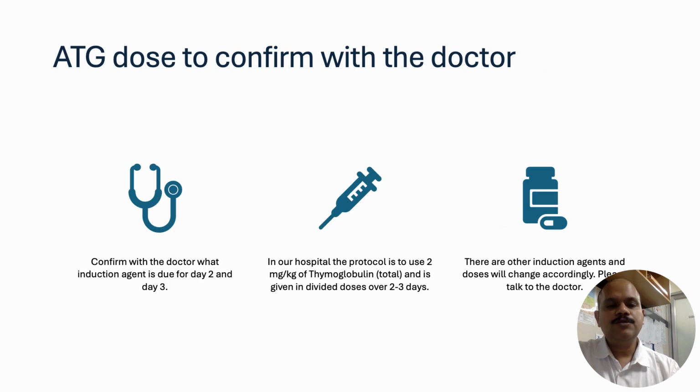The ATG dose usually is given on the second day. So confirm with the doctor whether there is an injection or induction medicine that is due for the day, and this can last for the second and third day also. In our hospital, the protocol is to give 2 milligram per kg of thymoglobulin, usually given in divided doses over 2 to 3 days. There are some other induction agents and those dosages can vary accordingly. Please discuss with the doctor.